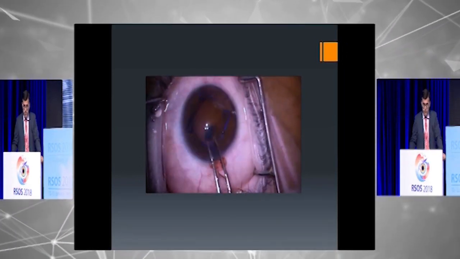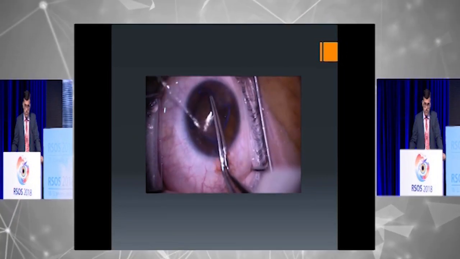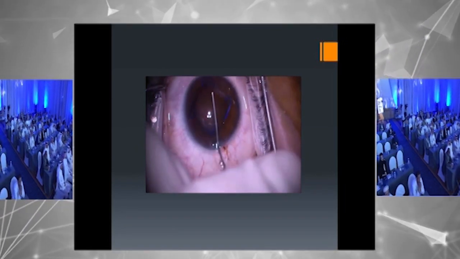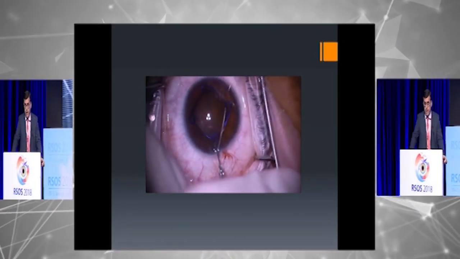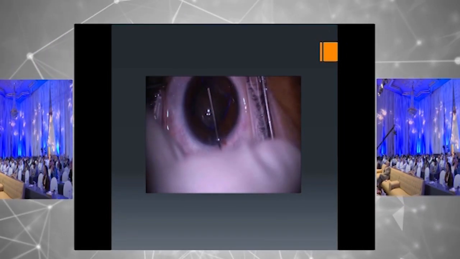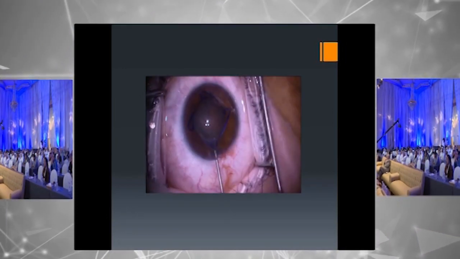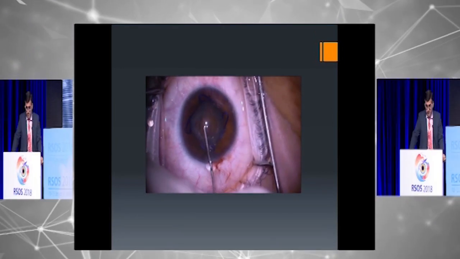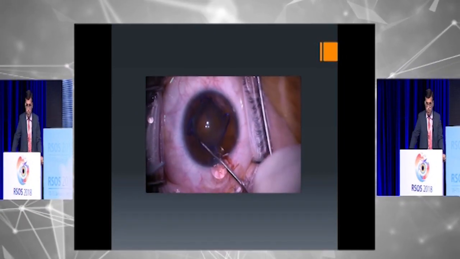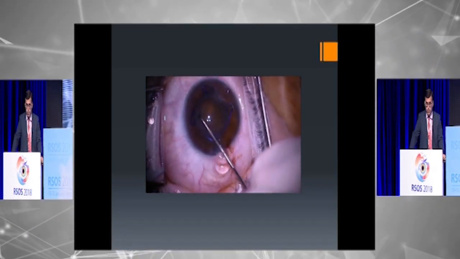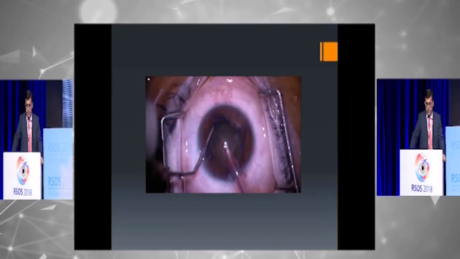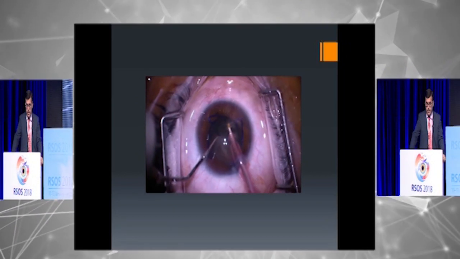Then I start the capsulorhexis, about 5 millimeters. Then I do the hydrodissection and hydrodelineation. Always in those patients, I prefer to use viscoelastic to do viscodissection to separate the cortex from the nucleus, like here. Then I also prefer to test the rotation of the nucleus to be sure that the nucleus is separated from the epinucleus. I use the horizontal chopping technique.